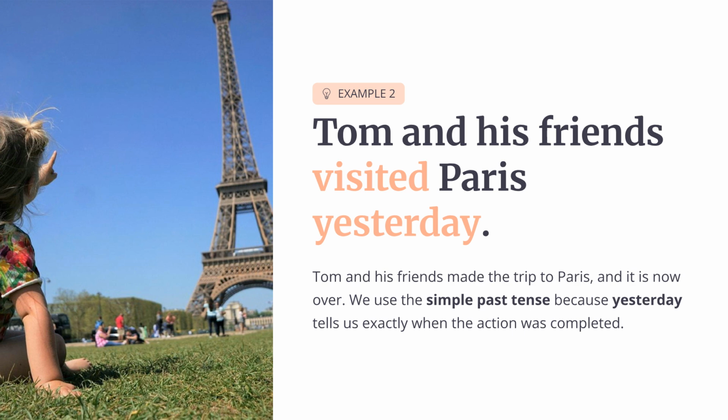Here is example 2. Look at the sentence. Tom and his friends visited Paris yesterday. Tom and his friends made the trip to Paris, and that trip is now completely over. We use the simple past tense because yesterday tells us exactly when the action was completed.